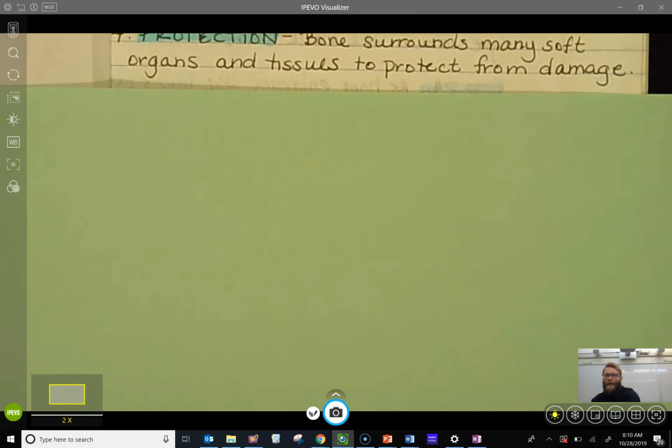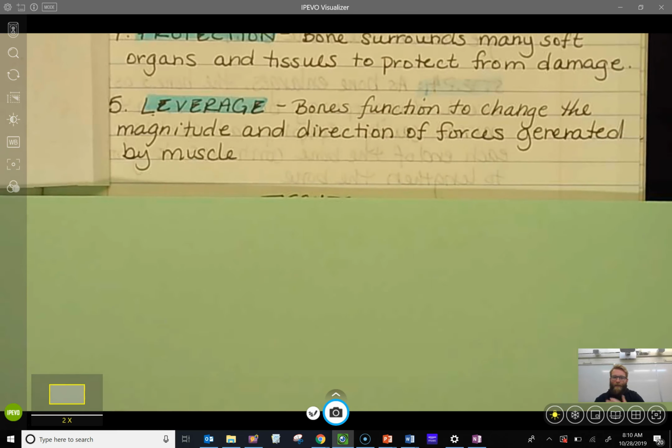Okay. And then lastly, another major function is leverage, right? So your bones function to help generate the force necessary for your muscles to actually do what they do best, which is to push and pull, right? You need a point in which we're attaching to allow us to carry out that push and that pull.